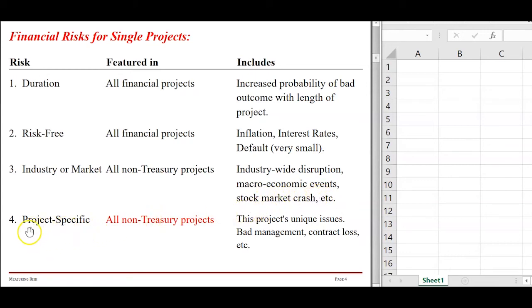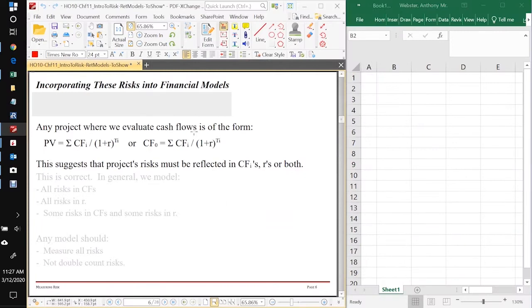And the fourth and final risk for us to look at here that all single projects include is what we call project-specific risk. This is also for all non-treasury projects, and this is going to be looking at, in particular, risks that are unique to this project. So it might be, in particular, if we're looking at a car manufacturer, bad management of the car manufacturing company. If we're looking at a startup, losing a contract, that type of thing. So we want to, going forward, incorporate these risks into our financial models.